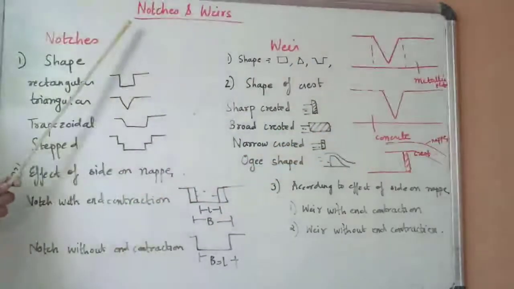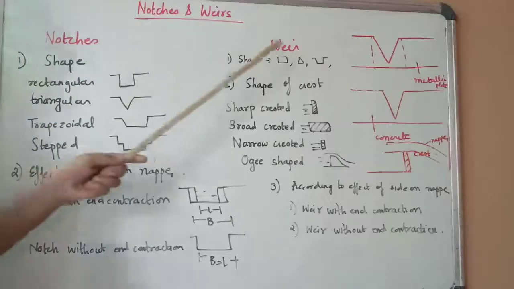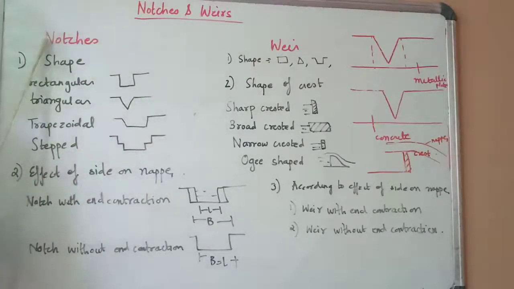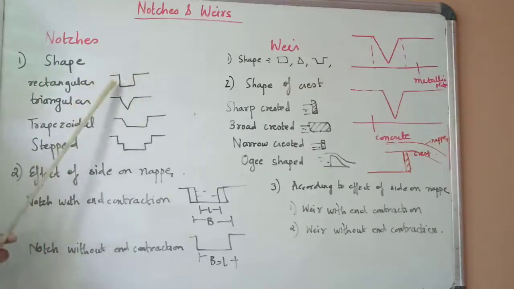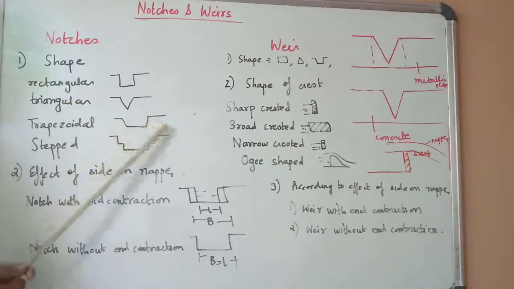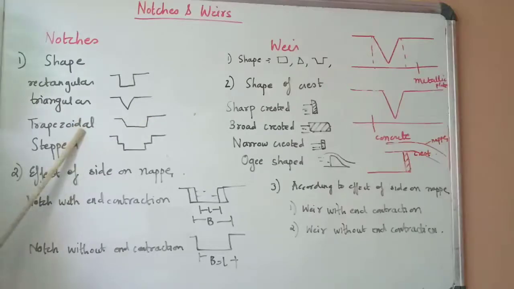Now how can we classify notches and weirs? First is classification of notches based on the shape of the notch. If a notch provided in a tank is rectangular in shape, it is called a rectangular notch. Then a triangular notch; if it is in the shape of a trapezoid, it is called a trapezoidal notch; and if it is in the shape of a step, it is called a stepped notch.